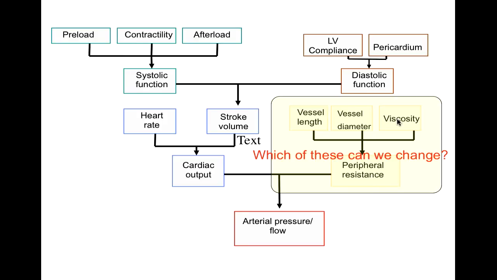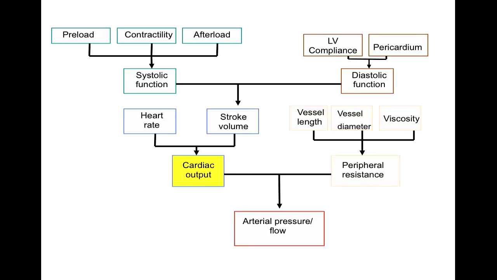The other way we can increase viscosity is by increasing the number of red blood cells. Let's say you move from Vancouver to Denver, Colorado at high altitude. Your kidneys will sense this. It'll release a hormone called erythropoietin, and you'll make more red blood cells, and your blood becomes thicker. So, vessel length we cannot change. Vessel diameter we can change very quickly and has a very profound effect. Viscosity, yes, it can be changed. It tends to be a slower change.